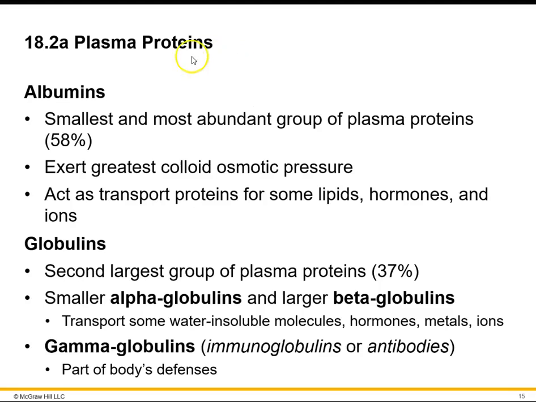Okay, what are the plasma proteins? Well, we mentioned there's albumins. These guys are the most abundant group of the plasma proteins, and so they exert the greatest colloid osmotic pressure. And they act as transport proteins for some lipids, hormones, and ions. Then you have the globulins. This is the second largest group of plasma proteins. You have alpha globulins and beta globulins, and these guys are also transporters. And then you have the gamma globulins, or we also call these immunoglobulins or antibodies. And these guys are part of the body's defenses.